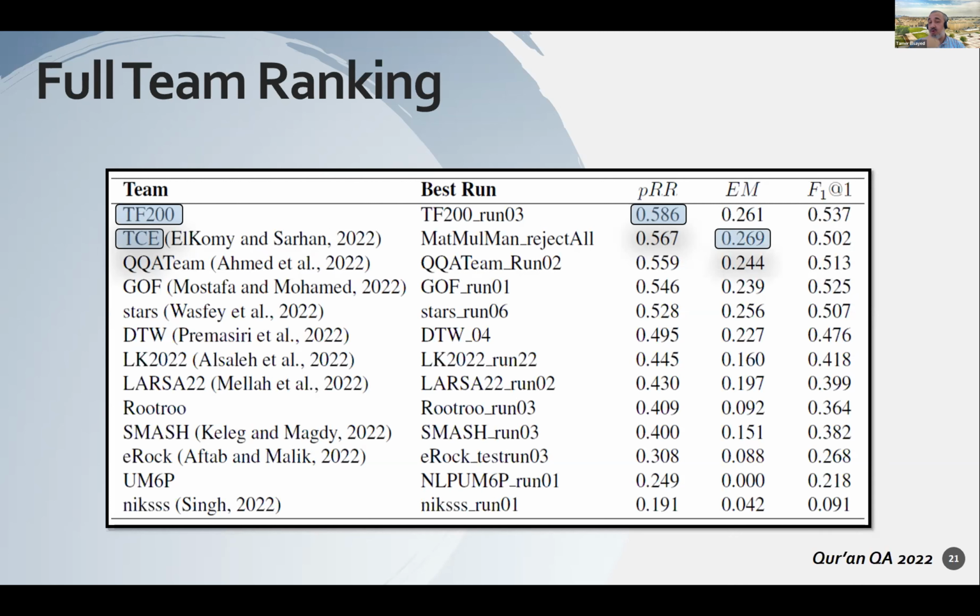The TCE team also got the best EM score, although that was not the official measure. The exact match score at rank 1 was 0.269, so almost 0.3. So 30% of the time they got the first answer fully matching with the good answers, which is also quite good. You can see that 5 teams achieved better than 0.5 PRR, which is also very impressive.